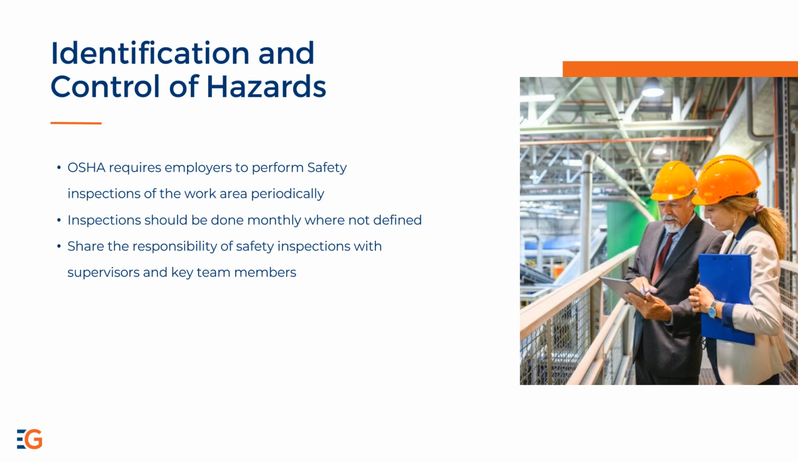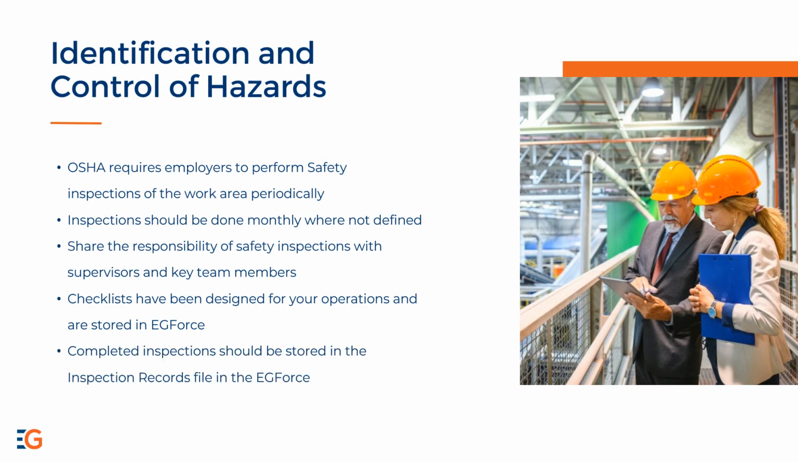Share the responsibility of safety inspections with supervisors and key team members. This raises awareness about safety across your organization. The safety officer should be auditing them for accuracy and timely corrections. Checklists have been designed for your operation and they're stored in EG Force for management. They can also be stored in the Bridge Learning Library so all employees can access them as needed. Completed inspections should be stored in the inspection record file in the health and safety plan record of EG Force. This allows the safety officer and leadership to verify that the inspections are happening and monitor quality easily.